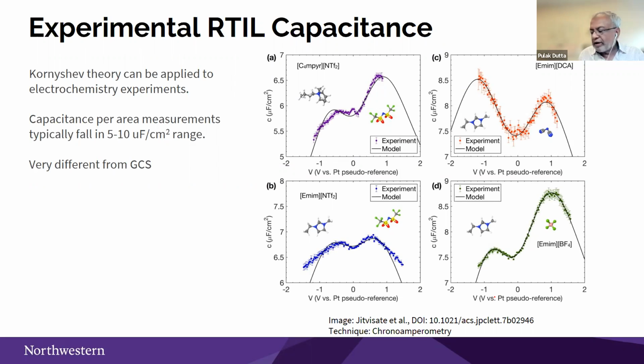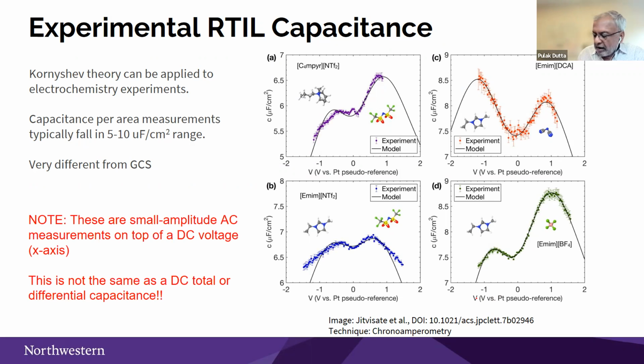So experimentally, capacitances tend to have all kinds of shapes. You take different ions, different RTILs, room temperature ionic liquids, and you often get these double hump shapes. And you can explain it with Kornyshev type theory. Kornyshev basically said... I have a comment on this.